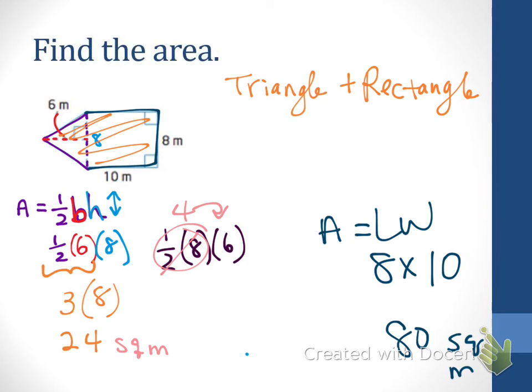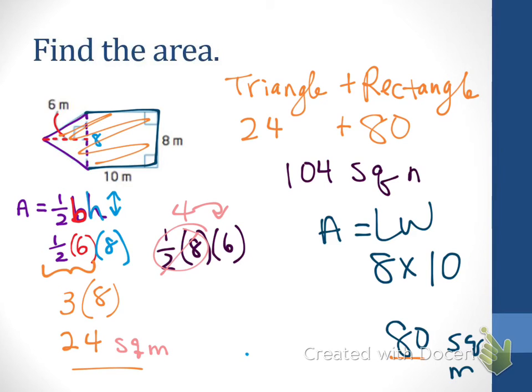So the triangle was 24 square meters. I'm just going to put 24 for now. And then the rectangle was 80. Add them together. 24 plus 80 is 104. So you'd say 104 square meters. It means you can fit 104 squares inside of the shape.